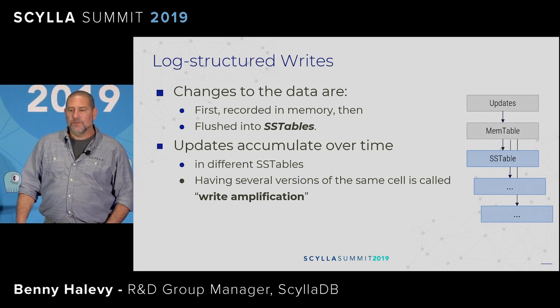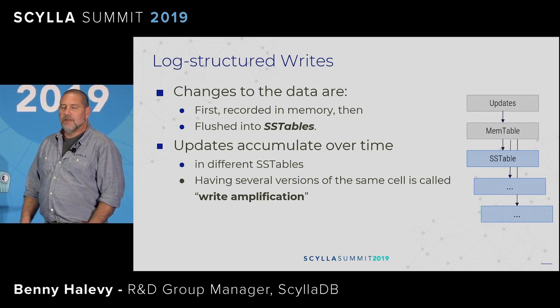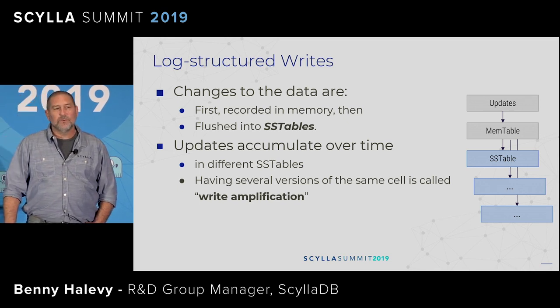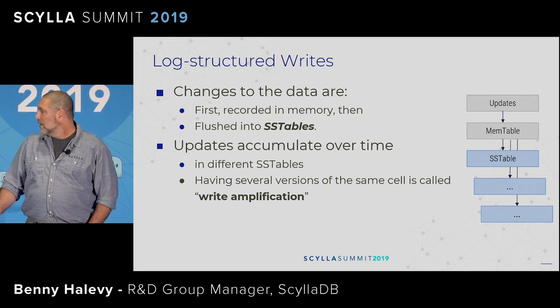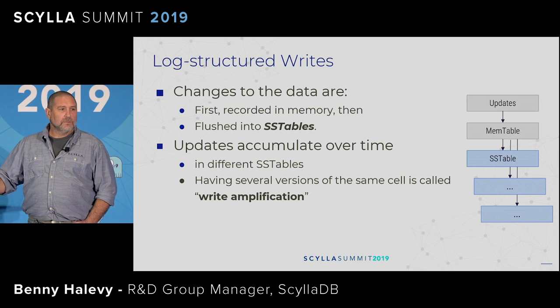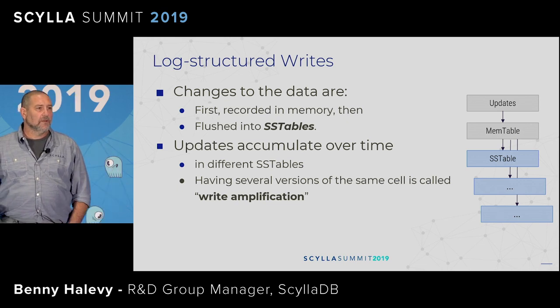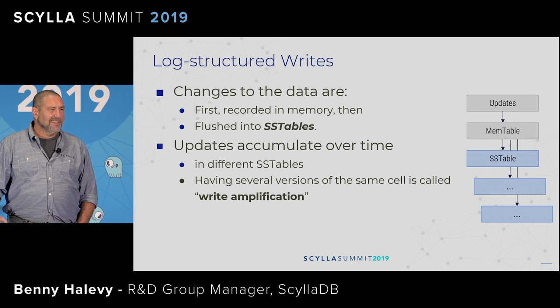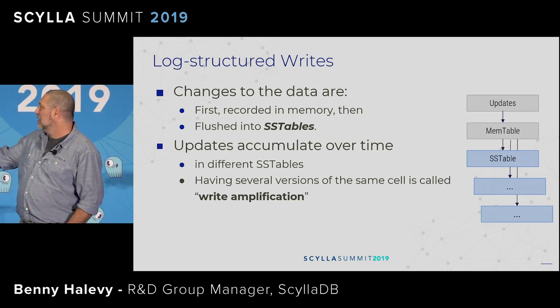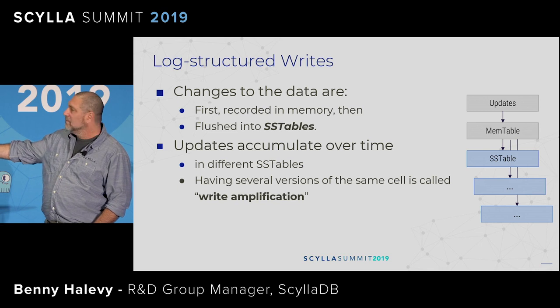So we start with changes to the data that are coming down the wire over CQL, usually. And the first thing we do with them is we record them in memory, in what we call memtables. We also store them in a write-ahead log, what we call the commit log, but that's a little bit out of scope for this presentation, so I will not talk about that. But the next interesting step is we flush the data from the memtables down into SSTables.